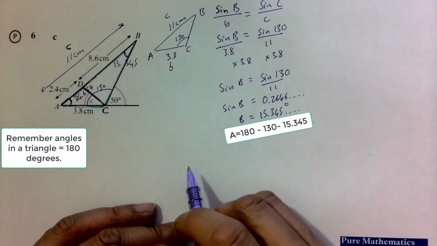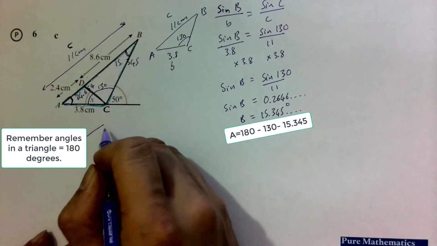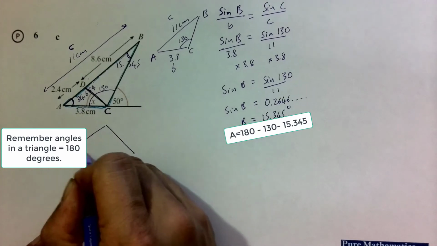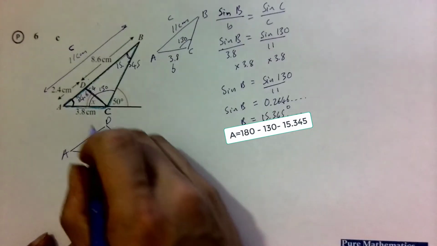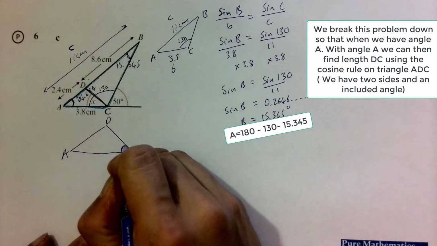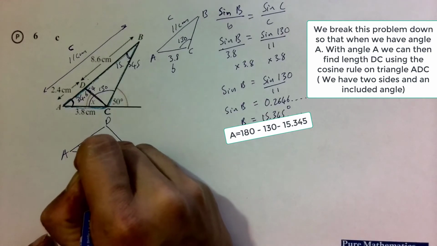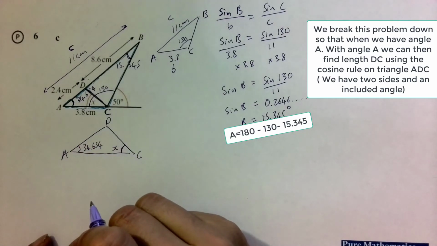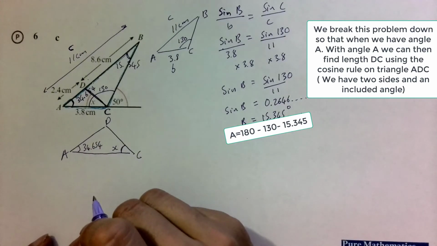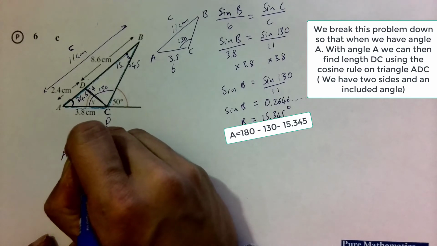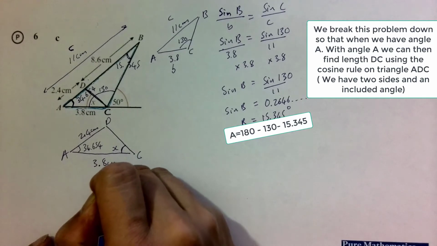And this is a bit where I say, let's draw this. Now you've got angle ADC. This is a smaller triangle here. Now we're looking for this x here. We know A is 34.654, and you can see this question has lots of problem solving skills that you need to apply all at once. So we know A to D is 2.4 centimeters, and we know A to C equals 3.8 centimeters.